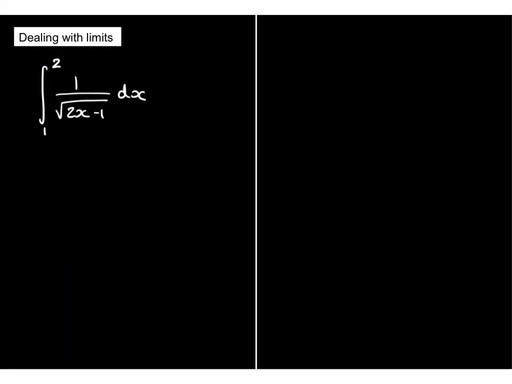So let's look at the final question. I'm going to do this using two methods. Now, the first method is going to use the full integration by substitution process. So u is equal to 2x minus 1, du by dx is equal to 2, and then doing the fake rearrangement, dx is equal to du over 2.